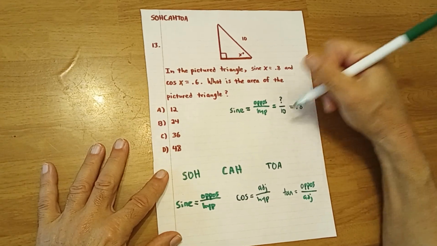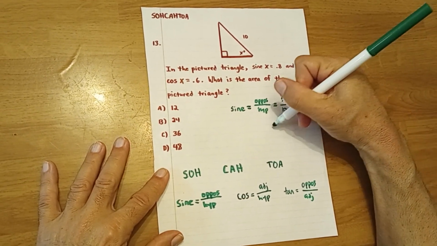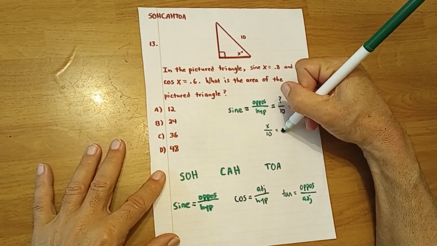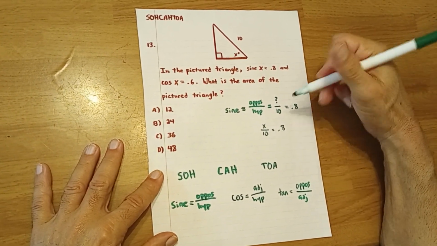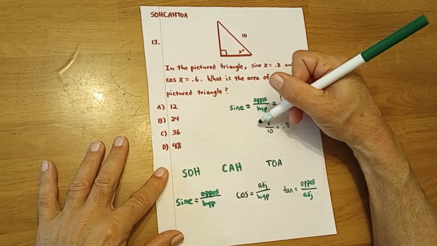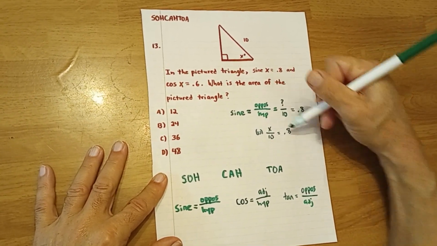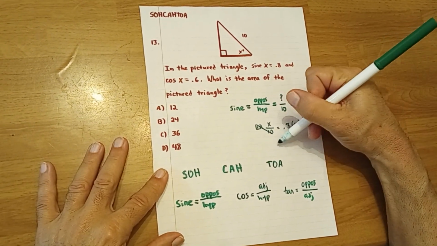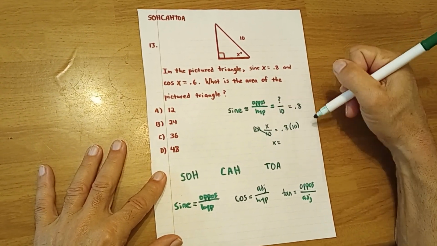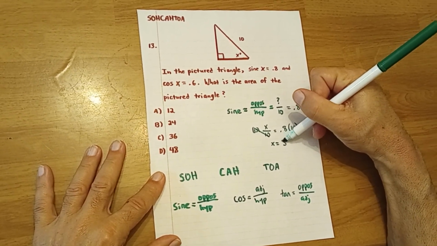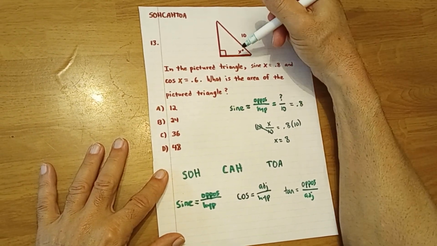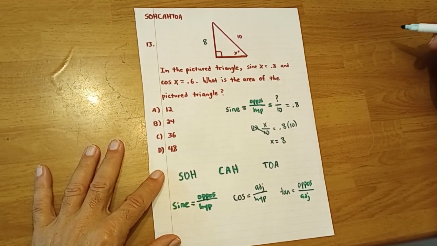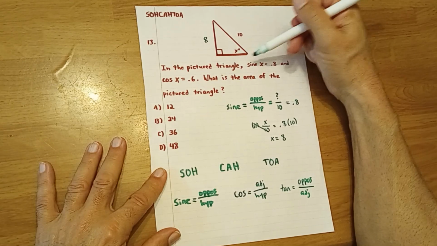Okay, so that means that our opposite side, let's call it x, over 10 equals 0.8. Well, we want to know what x is, right? So let's multiply both sides by 10. And then these 10s cancel. And then we get x equals 0.8 times 10, which is simply 8, right? So that means that this side, the height, is 8. Okay, now we need the base, right?